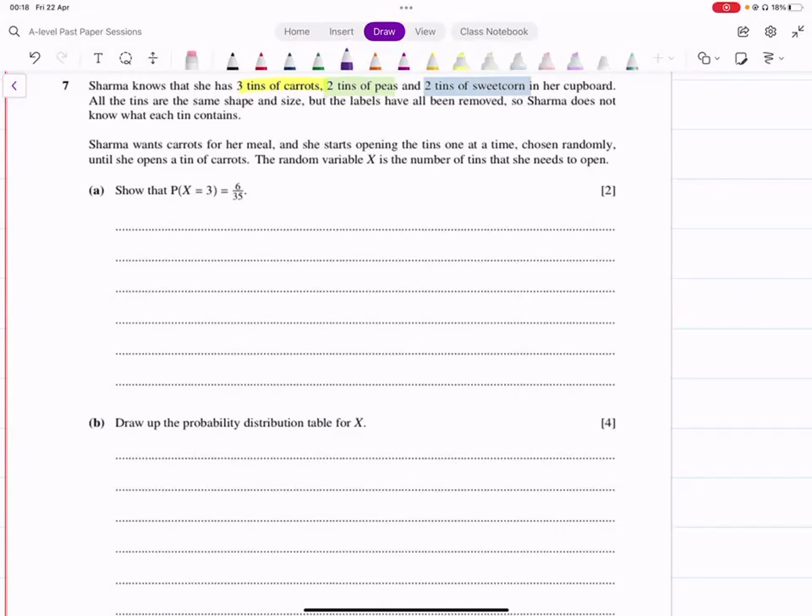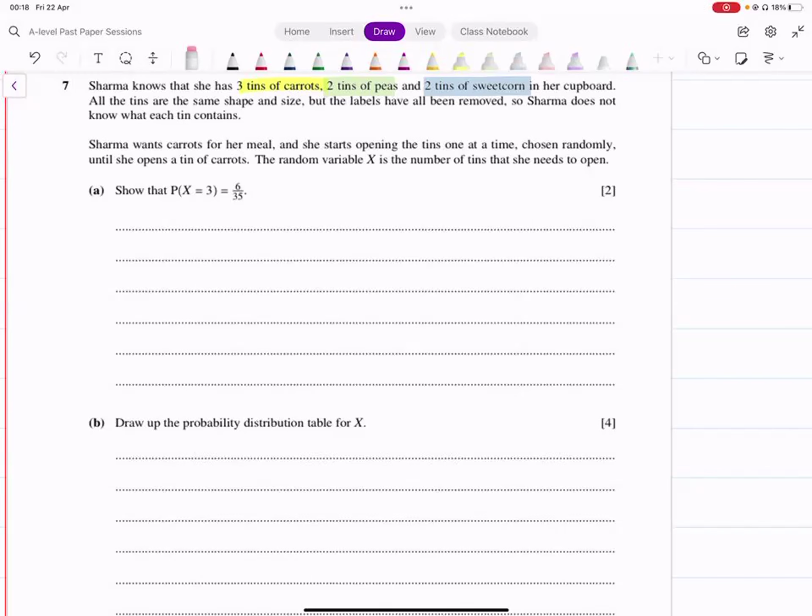Sharma wants carrot for a meal, and she starts opening the tins one at a time, chosen randomly until she opens a tin of carrots. The random variable x is the number of tins that she needs to open. The number of tins that she needs to open until she gets a tin of carrots.